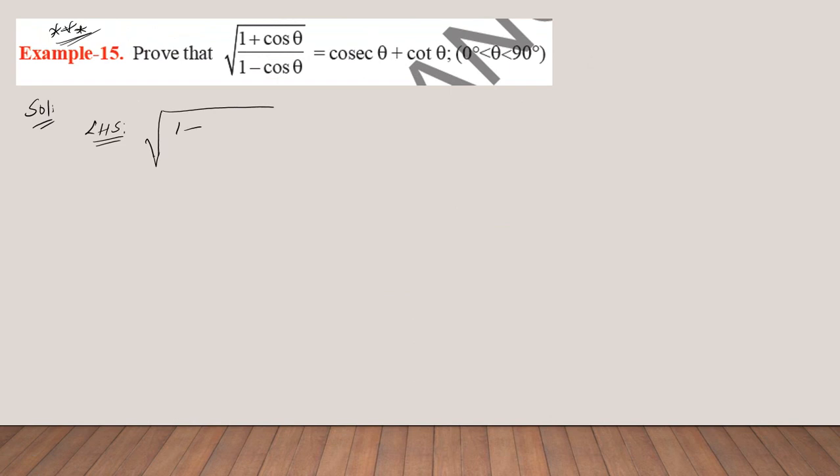So what is LHS here? LHS is nothing but square root of 1 plus cos theta by 1 minus cos theta, and here you need to observe whether you need to get plus or minus. Based on the plus or minus, we are going to decide whether to do rationalization to the denominator or to the numerator, right? Since I need plus here, what I am going to do is rationalization to the denominator.